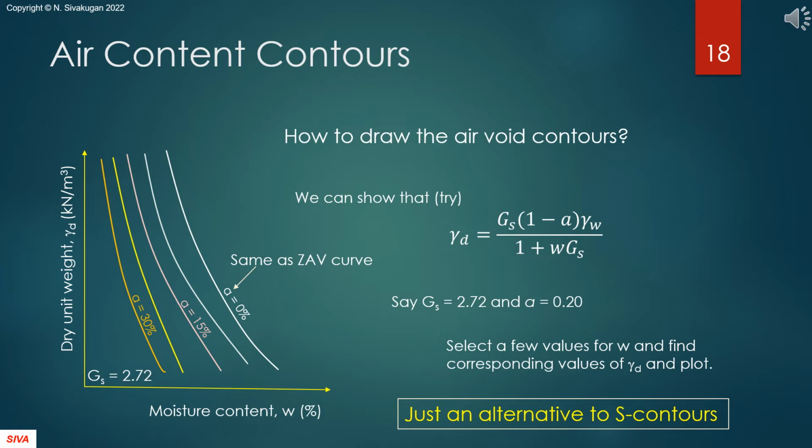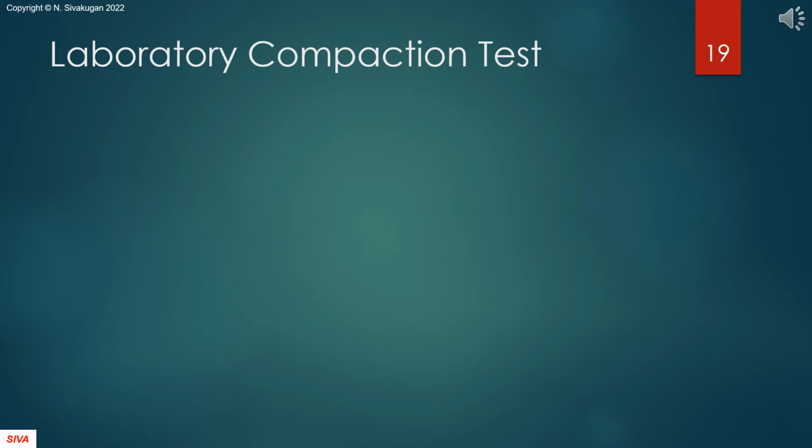Mostly in European countries, they use air content contours instead of degree of saturation contours. Again, using phase relationships, we can develop these contours.